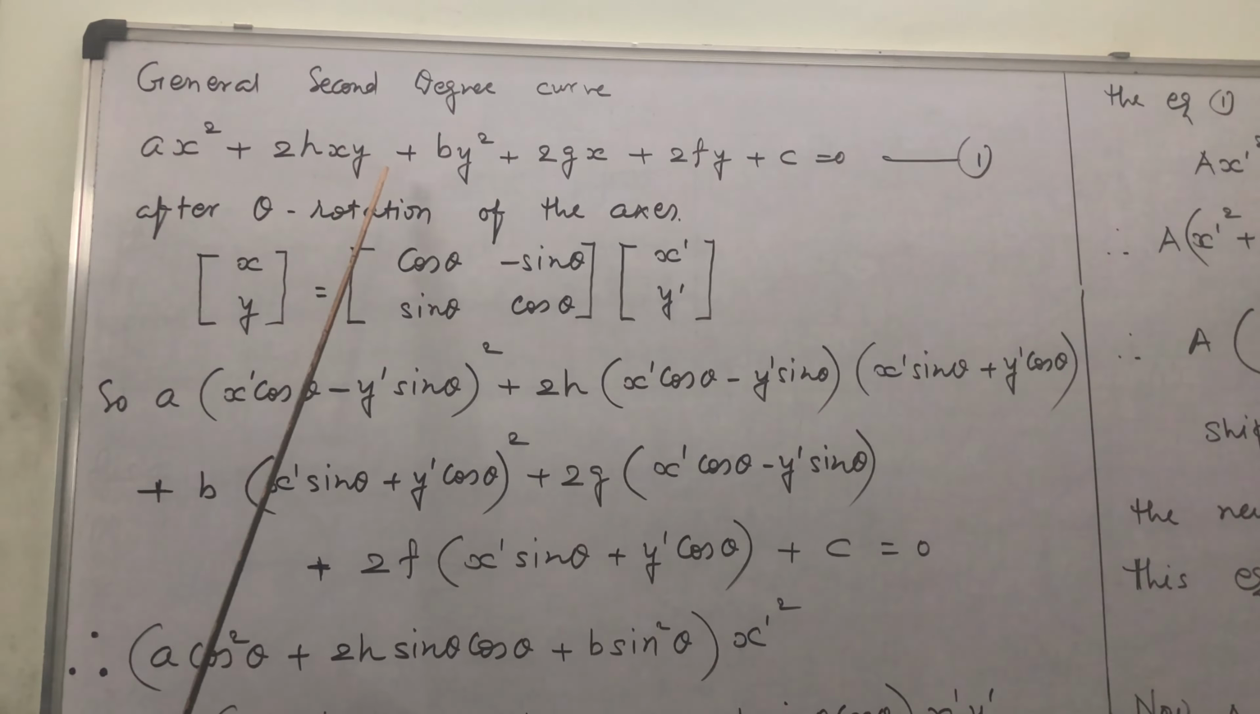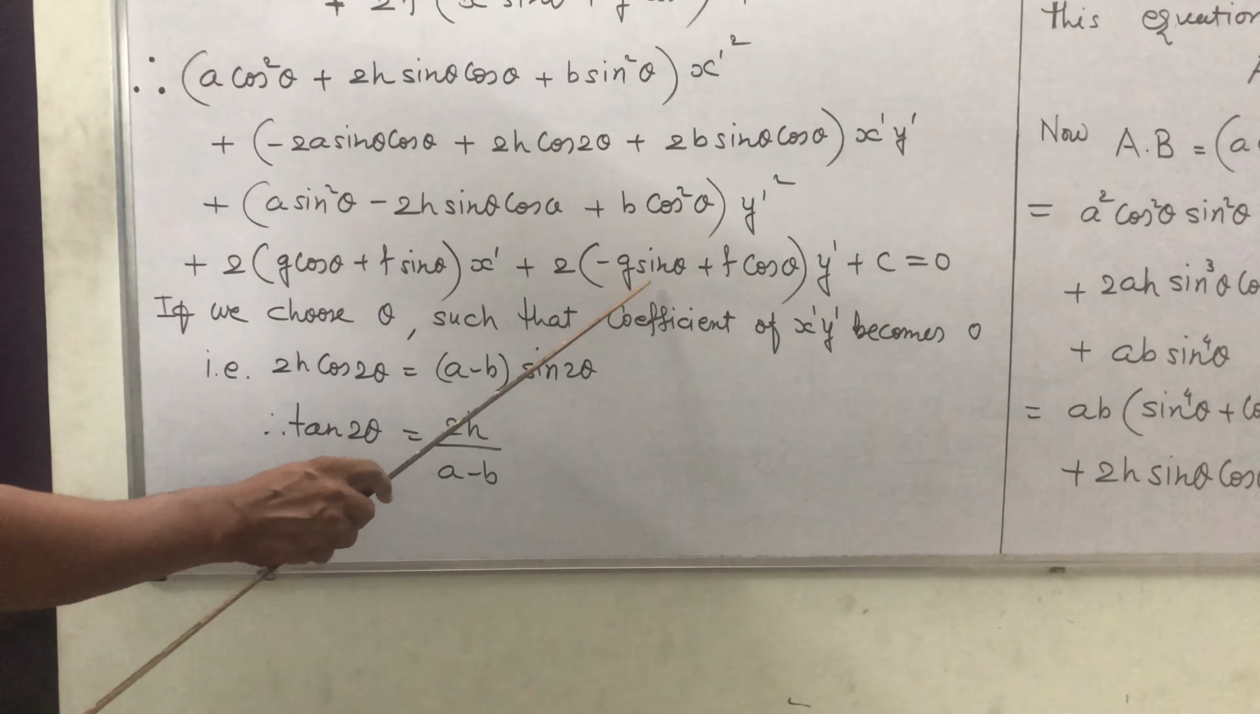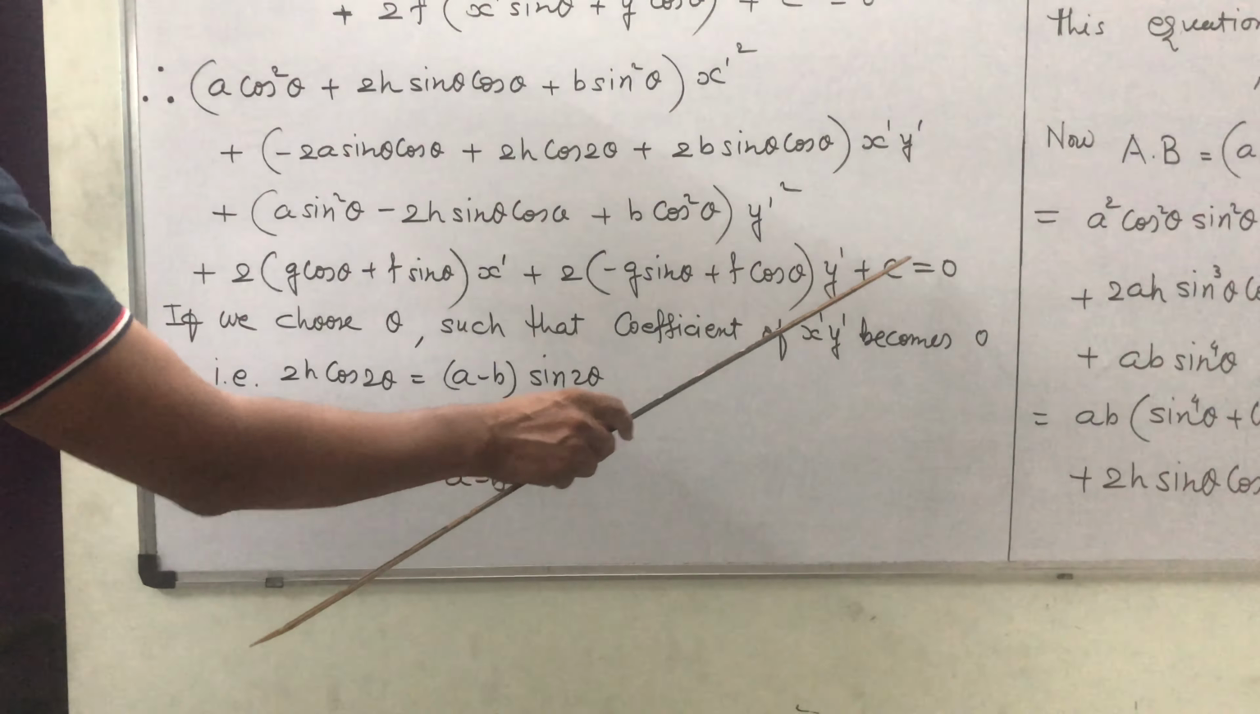Expanding and readjusting the terms, we get this: a cos square theta plus 2h sin theta cos theta plus b sin square theta into x dash square, plus minus 2a sin theta cos theta plus 2h cos 2 theta plus 2b sin theta cos theta into x dash y dash, plus a sin square theta minus 2h sin theta cos theta plus b cos square theta into y dash square, plus 2 into g cos theta plus f sin theta into x dash, plus 2 into minus g sin theta plus f cos theta into y dash, plus c equal to 0.